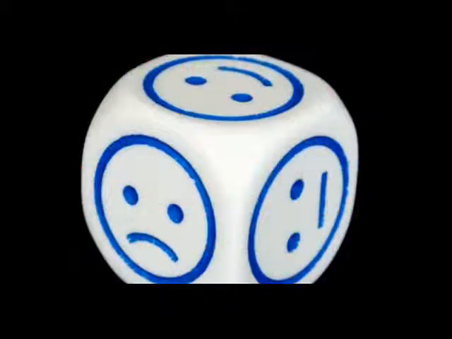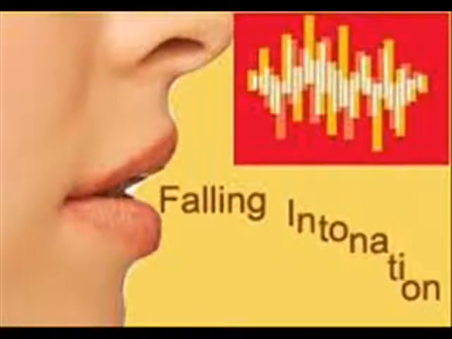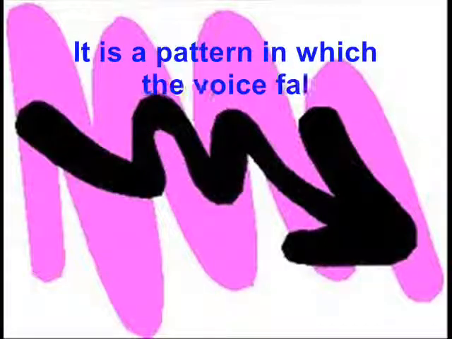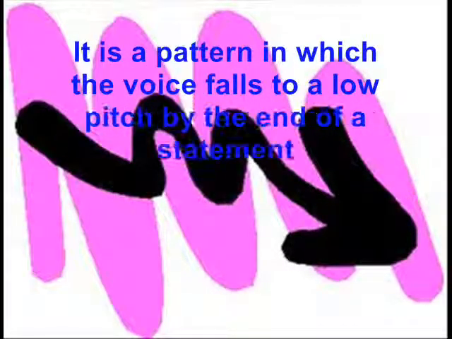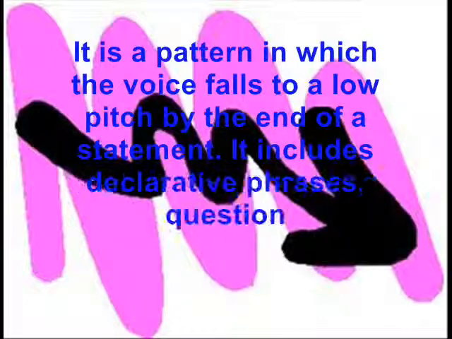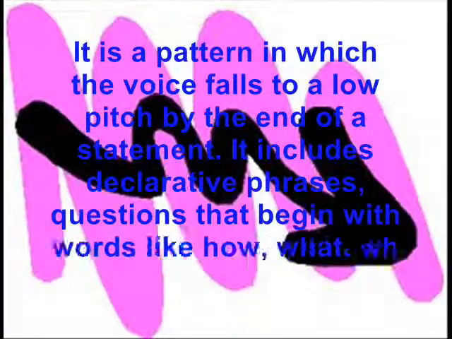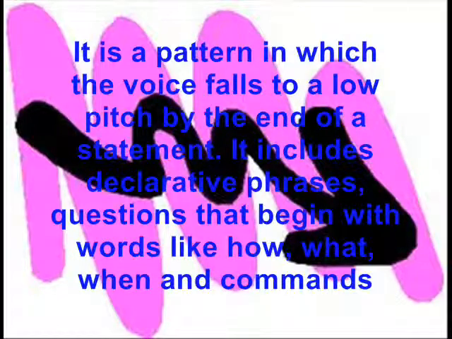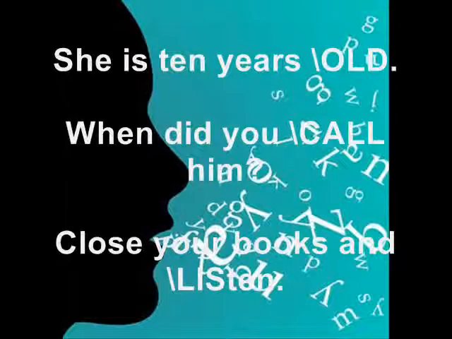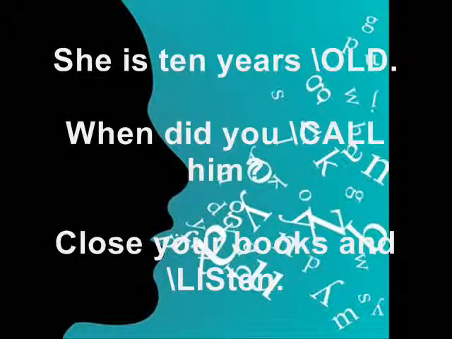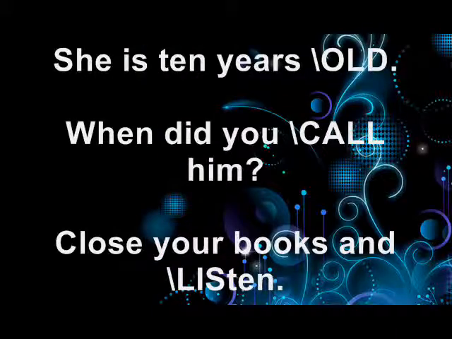In English and Spanish, there are two basic types of intonation: the falling and rising intonation. Falling intonation in English. What is it? It is a pattern in which the voice falls to a low pitch by the end of a statement. It includes declarative phrases, questions that begin with words like how, what, when, and commands. For example, in English we have, she is 10 years old. When did you call him? Close your books and listen.